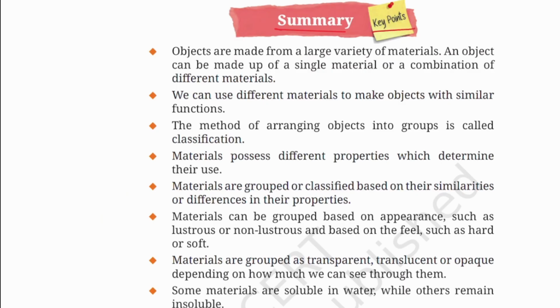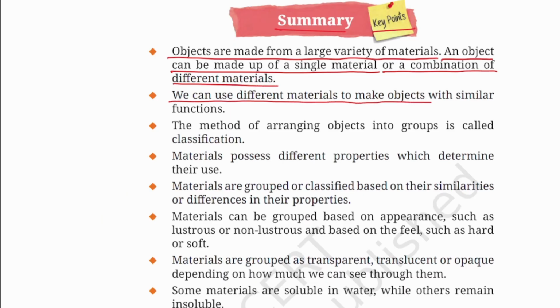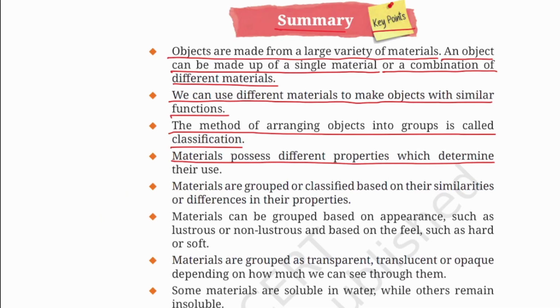Summary: key points. Objects are made from a large variety of materials. An object can be made up of a single material or a combination of different materials. We can use different materials to make objects with similar functions. The method of arranging objects into groups is called classification. Materials possess different properties which determine their use. Materials are grouped or classified based on their similarities or differences in their properties.